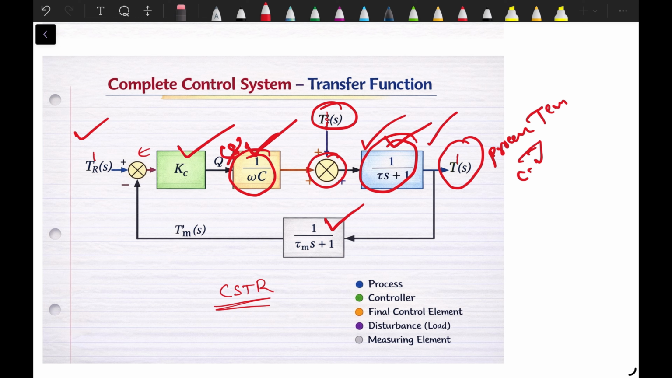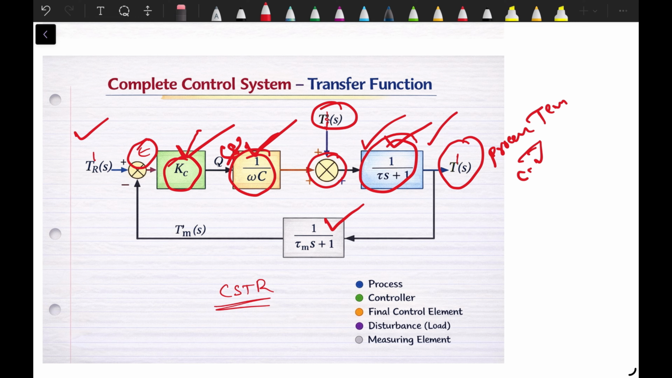Okay. Then what about the controller? The heat input Q of S is generated by the controller only. The controller receives an error signal and produces an output proportional to the error. So for proportional control, the transfer function is Kc. The controller multiplies the error signal by the controller gain Kc to generate a control signal. Okay, what is the error generation here? E of S is equal to TR of S minus TM of S.